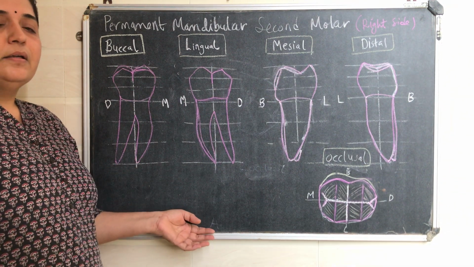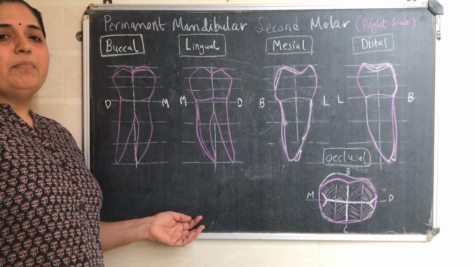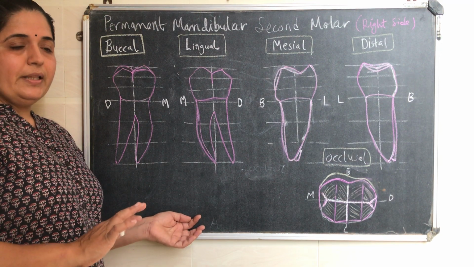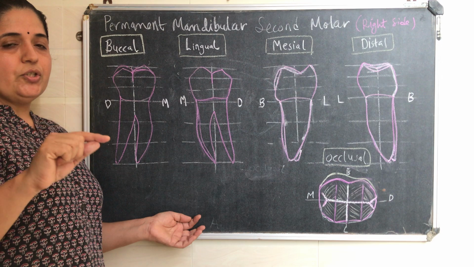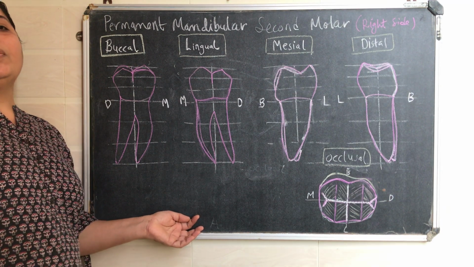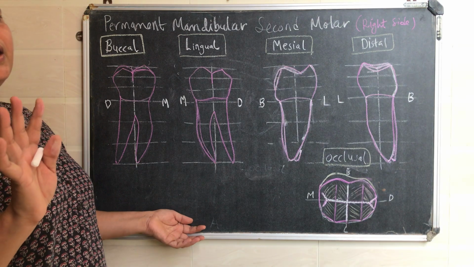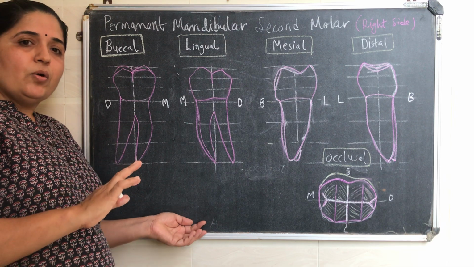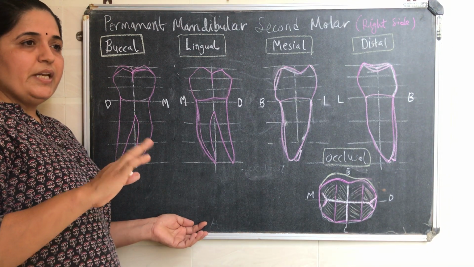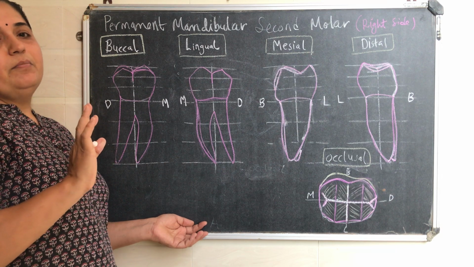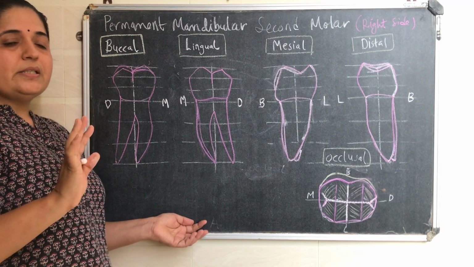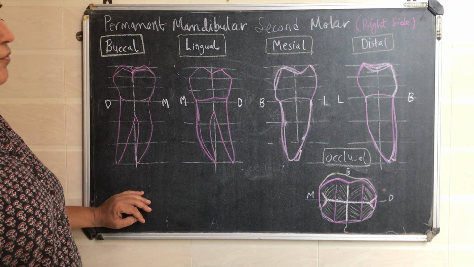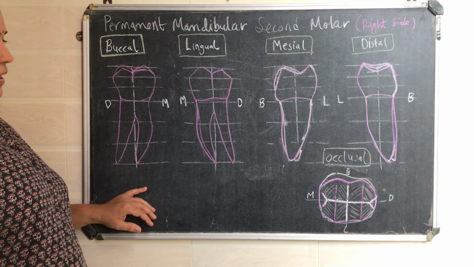If you compare mesiodistal dimension with the buccolingual dimension, then it is similar to that of the first molar. That means the mesiodistal dimension is greater than the buccolingual dimension. The difference is only 1 millimeter, right? So if you compare the mesiodistal and the buccolingual dimension of the crown, then which dimension is more? Mesiodistal dimension. So mesiodistal dimension is greater than the buccolingual dimension and the difference is only 1 millimeter.